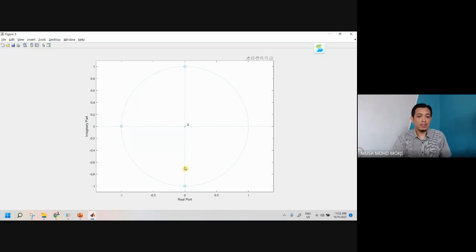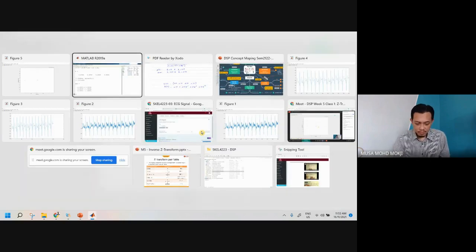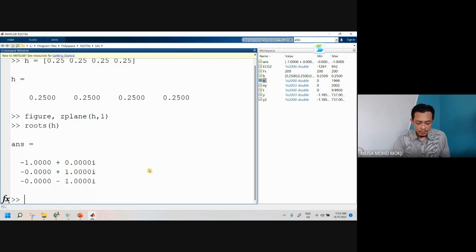That is how it is plotted. And what is the ROC for an FIR system? The whole plane, except z equals 0 in this case. So that is on the z-plane.